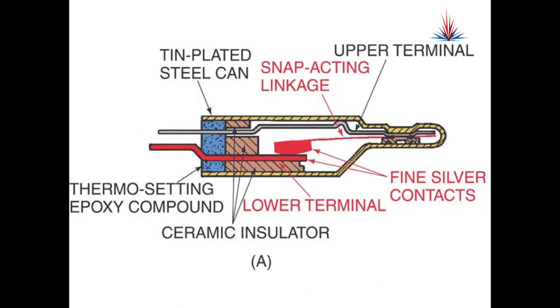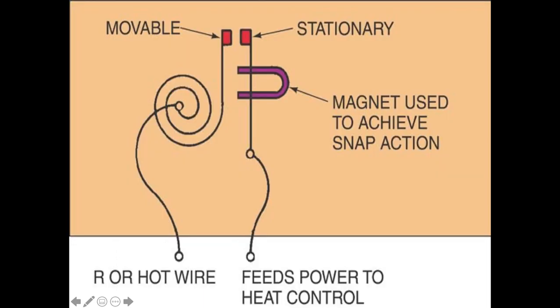This is just a picture of a snap action. Okay, you'll see in here that there's some contacts. The linkage snaps back and forth depending on what the temperature is. Another picture of a snap action, okay, has a little magnet on it. And when this gets close enough, it's going to snap in. So this doesn't bounce back and forth, creating electrical issues.